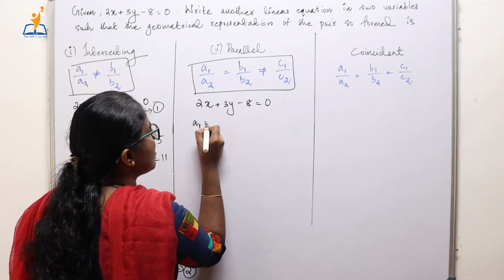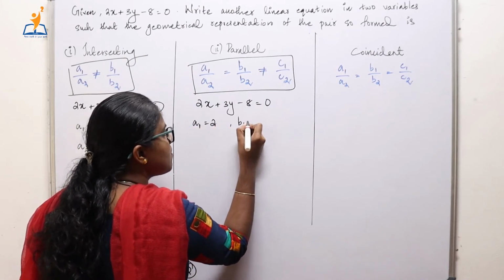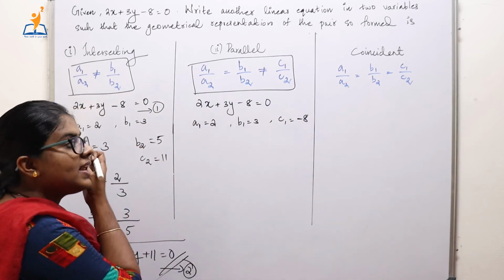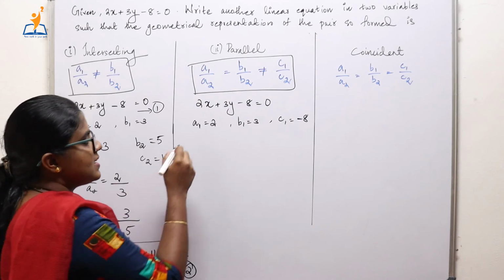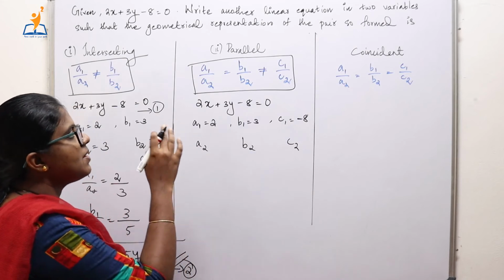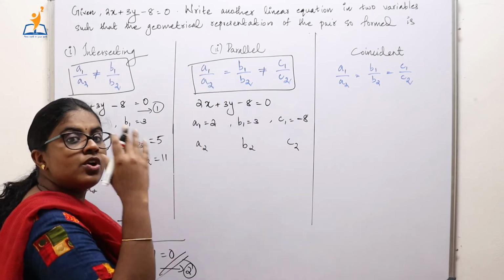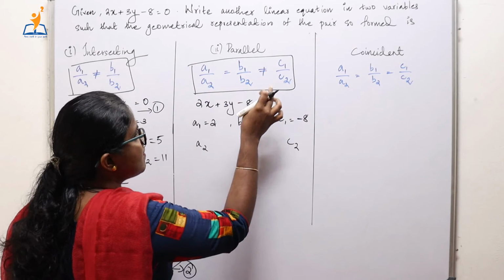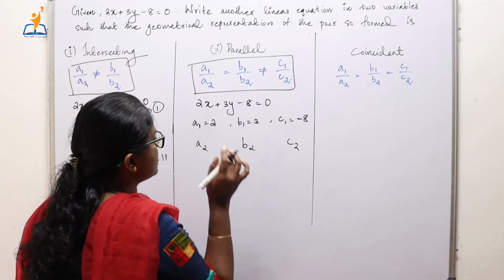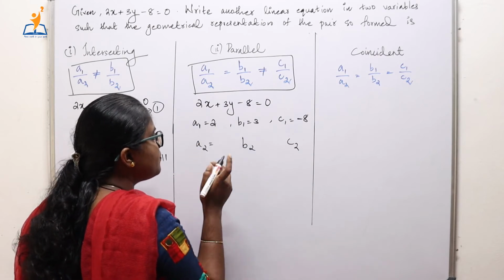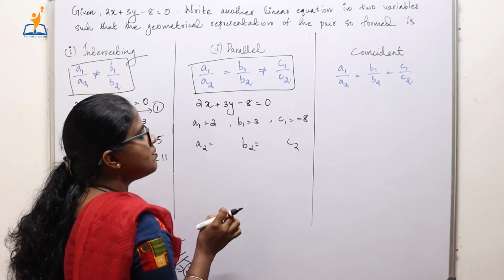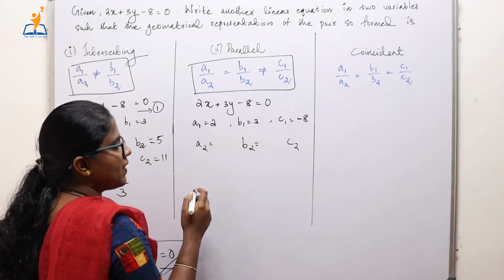Now here we have a1 equal to 2, b1 equal to 3 and c1 equal to minus 8. We want to find another 3 numbers, that is a2, b2 and c2, such that a1 by a2 equals b1 by b2 not equal to c1 by c2. First of all, we want a1 by a2 equals b1 by b2. We have a1 here as 2 and a2 we have to find. We have b1 here as 3 and we want to find b2.